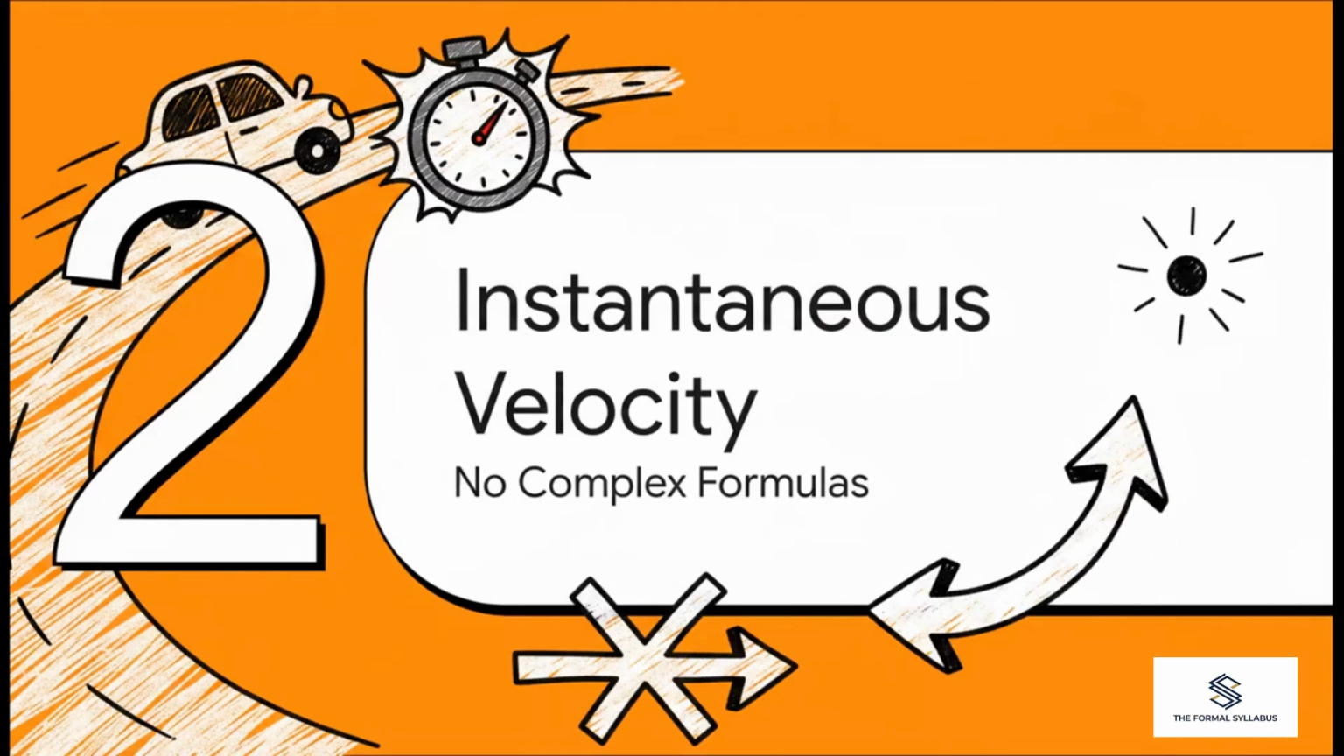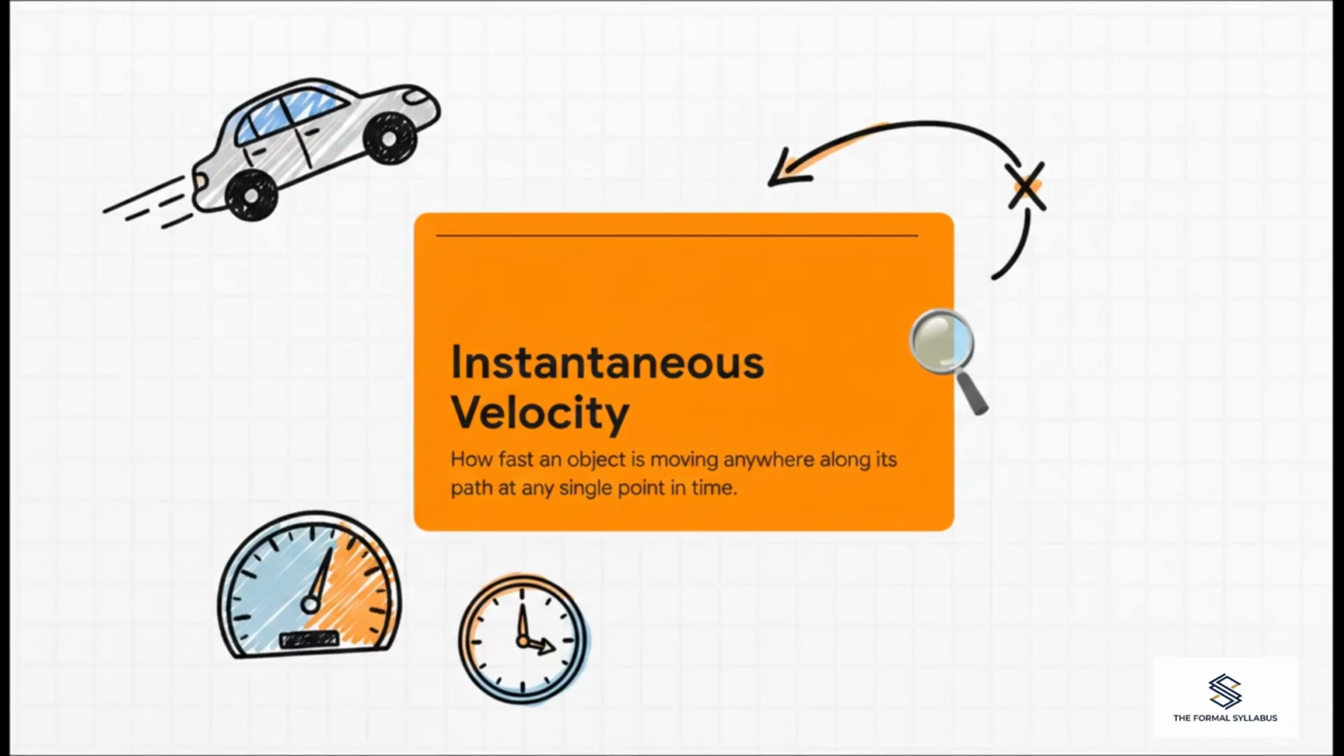Which brings us to Section 2, instantaneous velocity, using no complex formulas. Because average velocity really just looks at the massive, big picture, we kind of need a way to figure out what's happening during the actual trip. Enter instantaneous velocity. Think of it like glancing down at your car's speedometer at one totally random split second. It tells you exactly what is happening right now, the exact speed and direction, completely regardless of where you started, where you're going, or the rest of the trip. It's basically the reality of the present moment. But how do we find that exact number without doing a bunch of painful calculus?